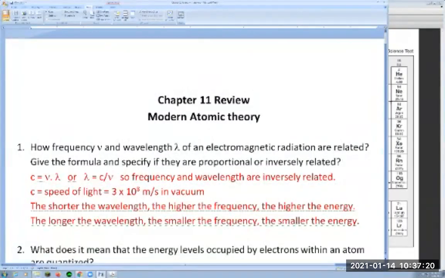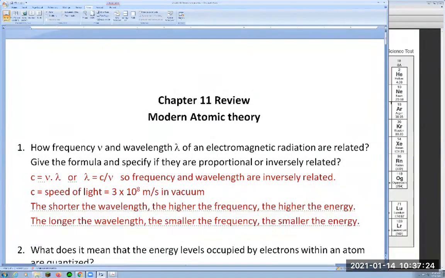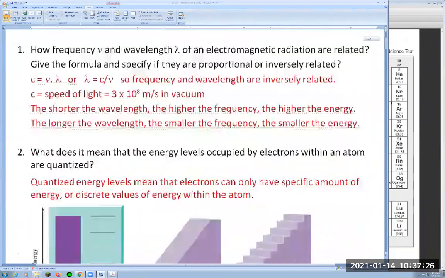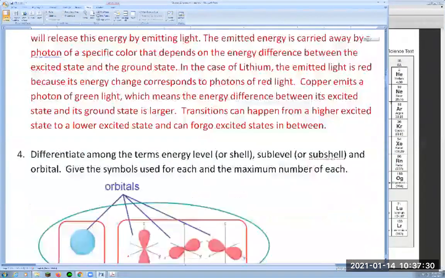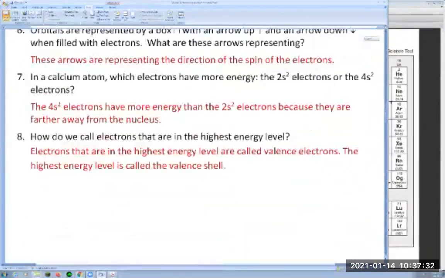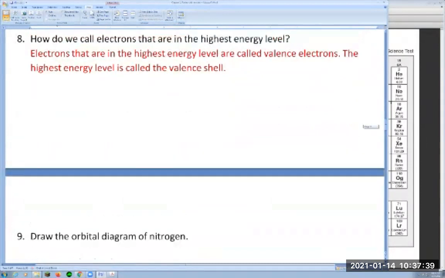So we are doing the second part of the chapter 11 review, and we did question 1 to 8. And now we will start with question 9. Question 9 is asking for the orbital diagram of nitrogen.